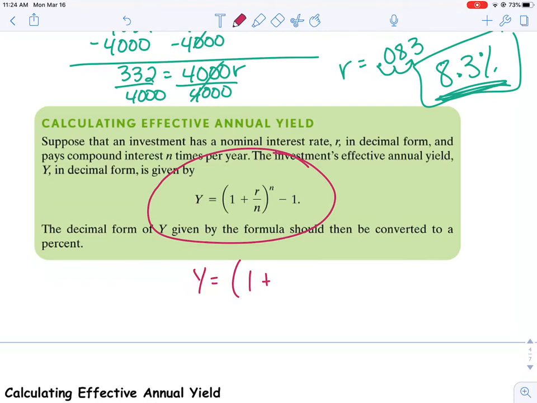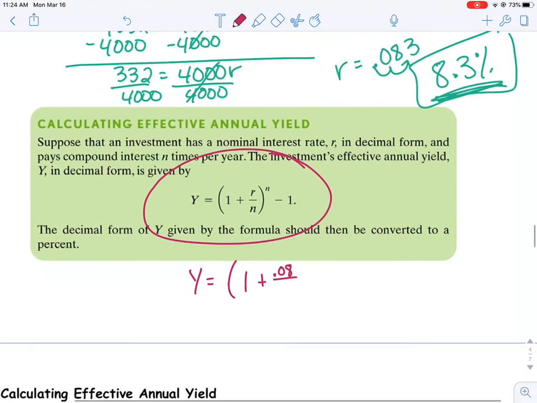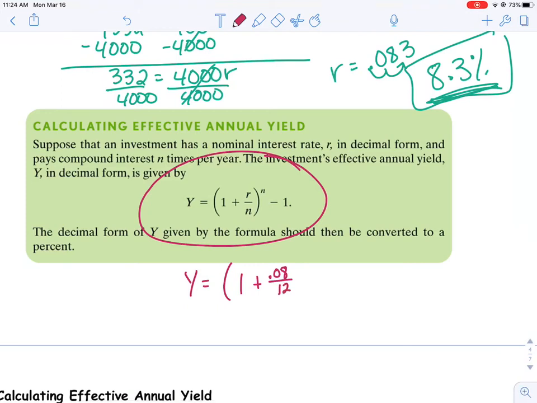We have our interest rate in that other account. What was that first bank? Bank A was going to give us 8%, right? 0.08. It was going to compound our interest monthly. How many times a year was that? 12. And so I'm going to put the 12 at the denominator and 12 in that exponent, minus 1.